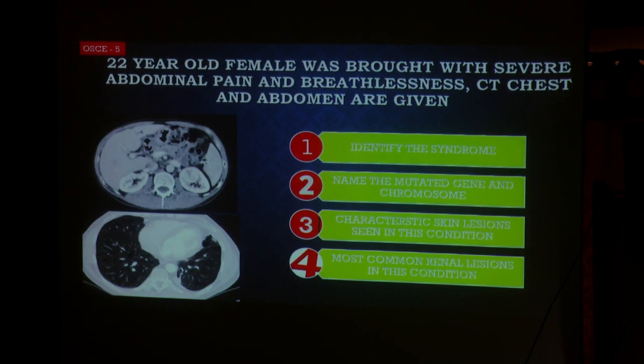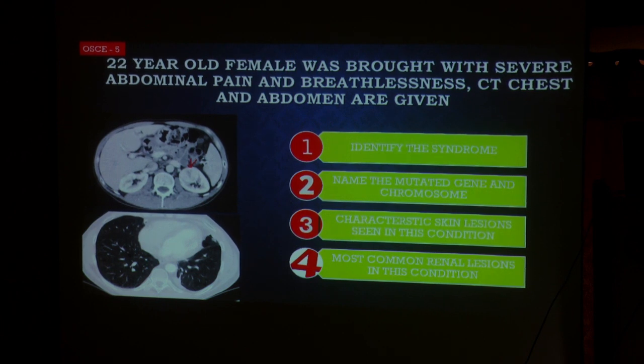The syndromes in the renal system are also very important. This is a 22-year-old female who was brought with severe abdominal pain and breathlessness. The CT images are given. So what is the diagnosis? Already this syndrome has been described today. Yeah, excellent, Wunderlich syndrome. So can you tell me the mutated gene and chromosome for this case?